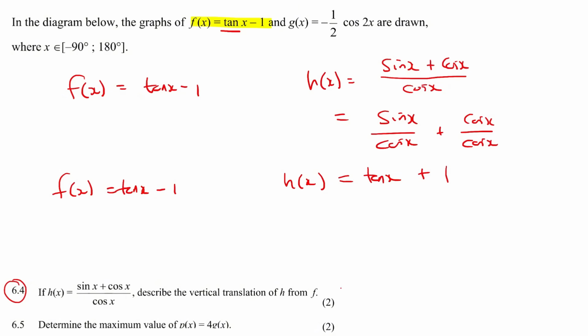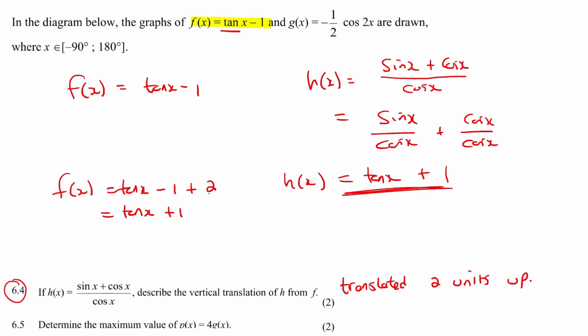So translated 2 units up. Because if you plus 2 units on here, then you would end up getting tan x plus 1, and that's exactly what this one is. Okay, thought it was going to be a lot more tricky.